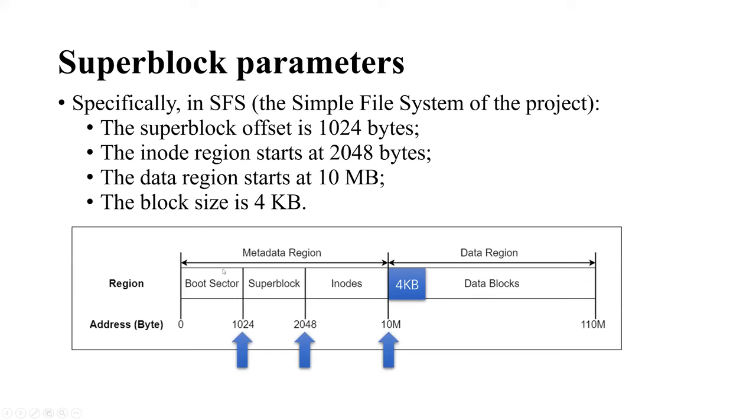Specifically for our simple file system, the SFS, which will be used in our project, the parameters are defined in this figure. For the super block, the offset is 1 kilobyte, 1024. The inode region starts from 2048, and the data block starts from 10 megabytes. The block size for each data block is 4 kilobytes. This one is 1 kilobyte. I made a mistake, it's not megabyte, it's 1 kilobyte.